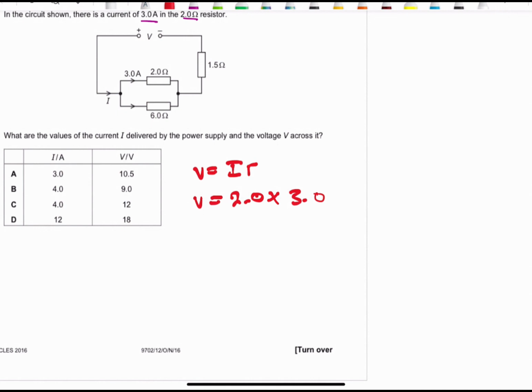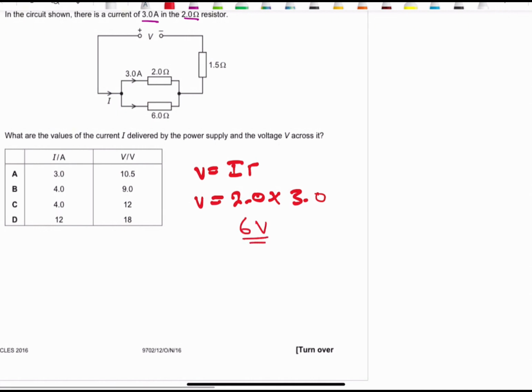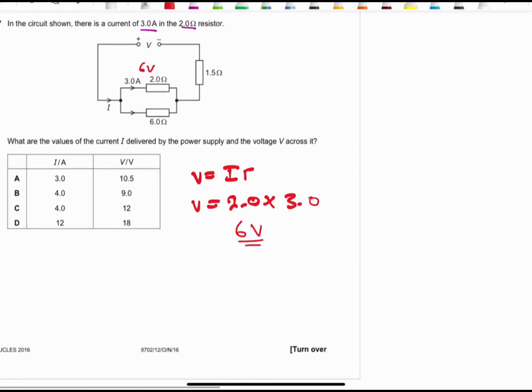So 2.0 multiplied by 3.0 gives you 6 volts, right? So basically over here there's going to be 6 volts, meaning here, since they're in parallel, as electrons arrive here, they're going to make a decision. Should they move down or should they move up, right?